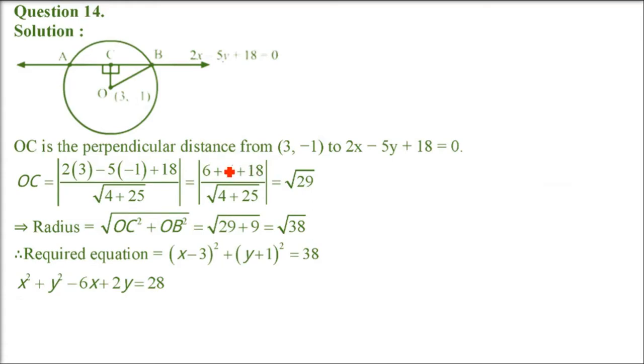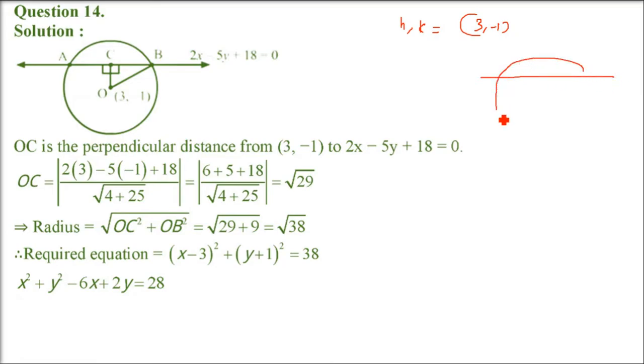Find the equation of the circle whose center is (3, minus 1) and which cuts off an intercept of length 6 from the line 2x minus 5y plus 18 equals 0. So first let me write h and k. The other important thing is that the circle cutting the line means the line is a chord of the circle.